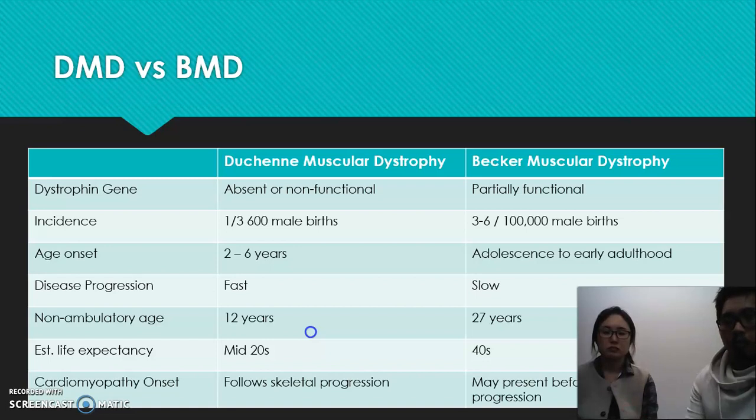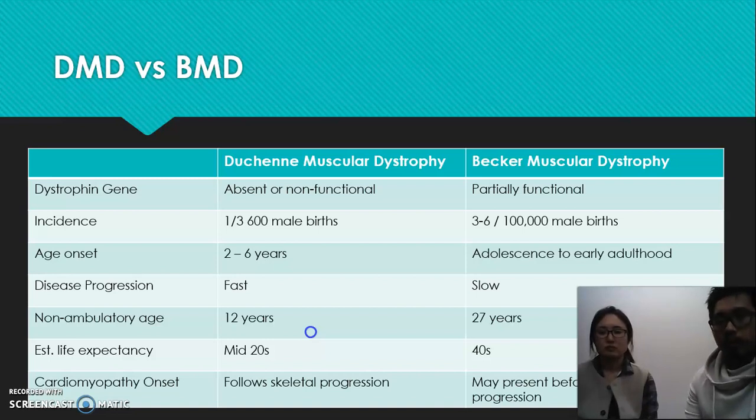And like what I've said before, with the disease progression, with Duchenne, it's really fast. And with Becker, it's a gradual progression. With non-ambulatory age, with Duchenne, that's 12 years. And with Becker, that's 27 years. Non-ambulatory is when you start to lose the capability to walk.